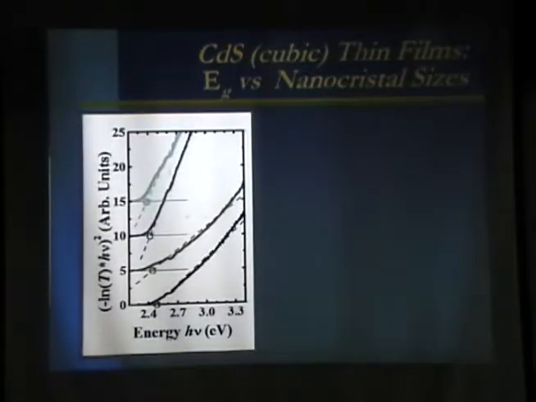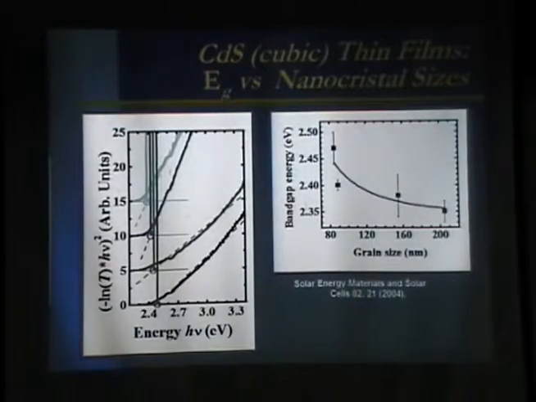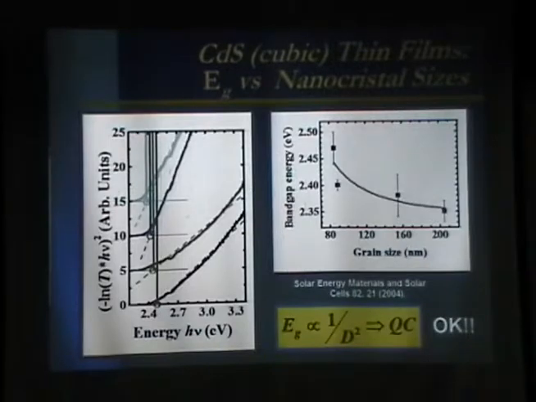Here you have, for example, films of cadmium sulfide, a material that has cubic structure. These samples were prepared by chemical bath deposition. And by the temperature of the deposition, you can see that there is a shift of the energy position. If you graph the bandgap energy determined from this spectrum for different samples, the dependence with the grain size from X-ray diffraction shows that you have more or less a dependence that goes with the inverse of the square of the size of the nanocrystal. That was the relation I showed you before.